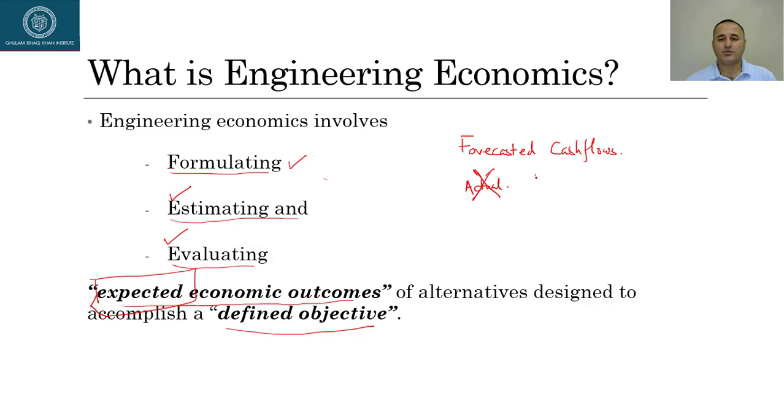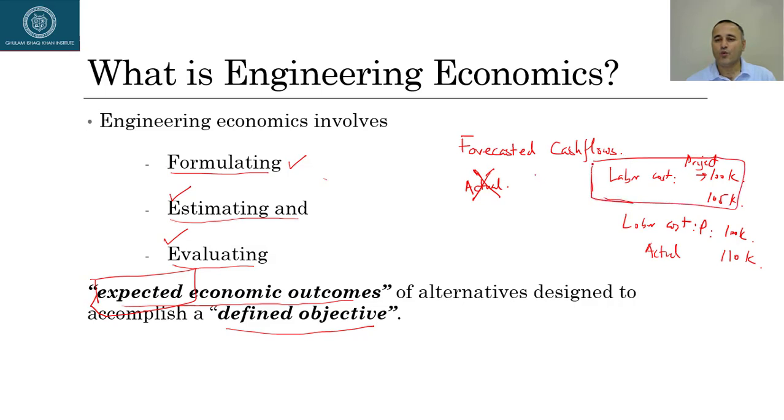Suppose one project thinks that the labor cost will be 100,000, but the actual was, let's say, 105. Another project's projected, or forecasted, labor cost is 100K, but the actual was 110. Of course, this first project was planned more properly compared to the other one, because here the variance is low. It is only $5,000 more spent than projected on actual labor cost.